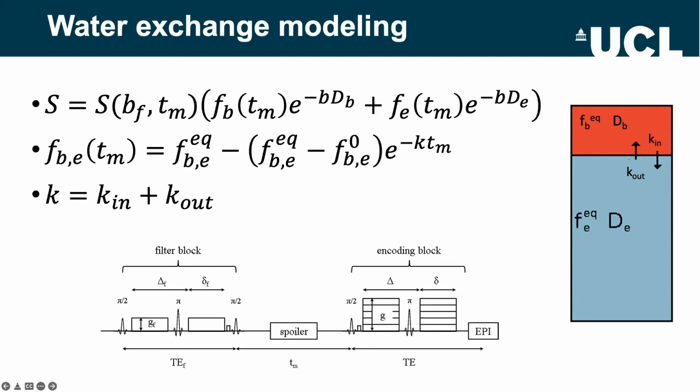So the attractions of doing this are, because we're explicitly accounting for the diffusivities of the blood and the extravascular space, and because we're explicitly accounting for the volume fractions of the blood and the extravascular space, they can all be either compensated for or extracted from the fitting process at the same time, yielding a more meaningful, hopefully, estimate of the rate of exchange K.